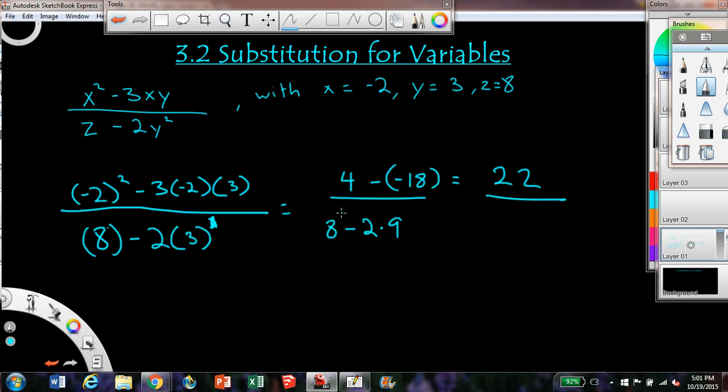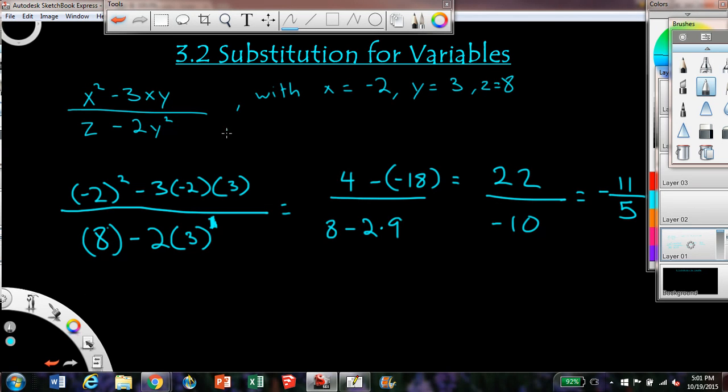So 8 minus 2 times 9. 2 times 9 is 18. Subtract that from 8 and you get -10. Okay, almost there. 22 over -10 is going to be -11 over 5. Positive divided by a negative is a negative. So this is -11 over 5, and that would be your final answer.